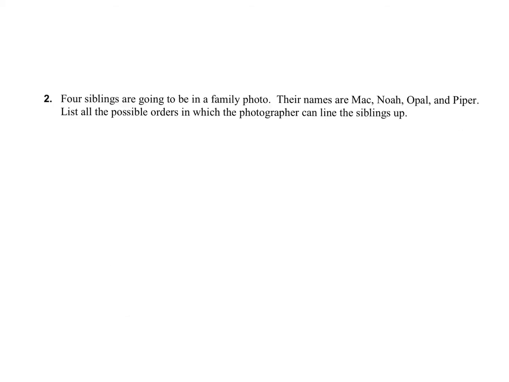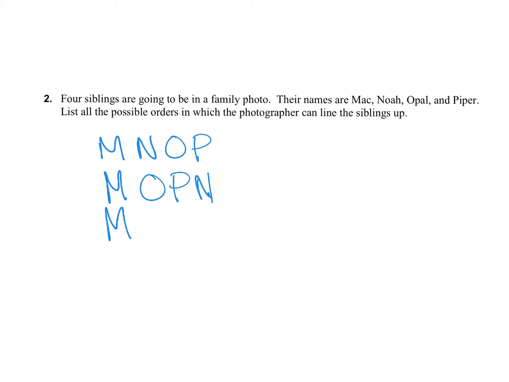Number 2: we have 4 siblings that are going to be in a family photo. Their names are Mac, Noah, Opal, and Piper. List all the possible orders in which the photographer can line the siblings up. We could have Mac, then Noah, Opal, and Piper. That could be one. We could have Mac first again, but then Opal, Piper, Noah. We could have Mac first again, and then Piper, then Noah, and then Opal, and so forth.